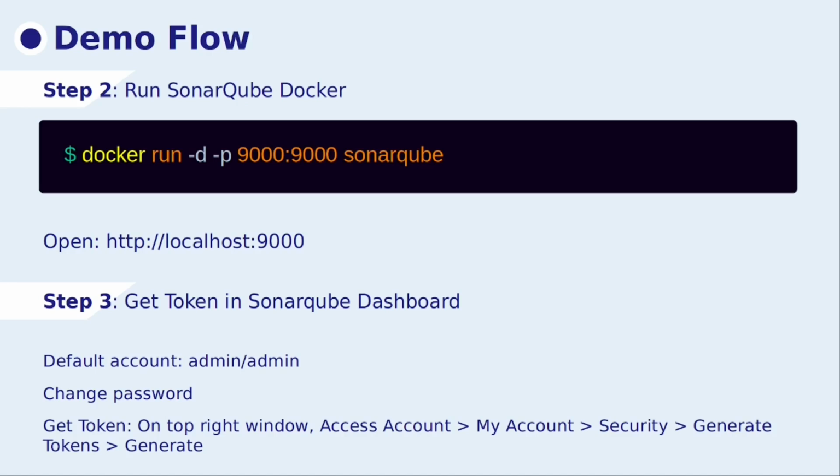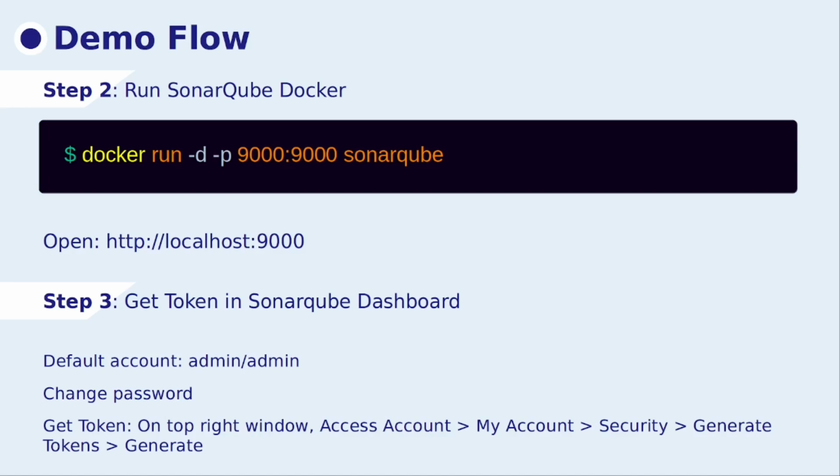Step 2. Run SonarQube with Docker. Next, start SonarQube locally using Docker. Once the container is running, open your browser and go to localhost on port 9000. This is the SonarQube dashboard where you will see your scan results later.